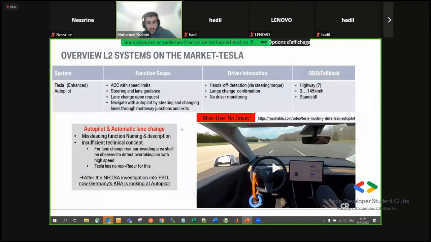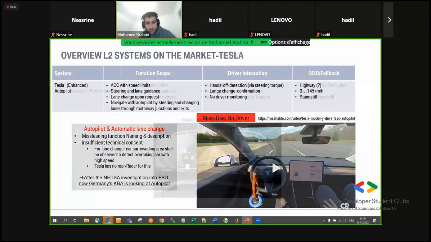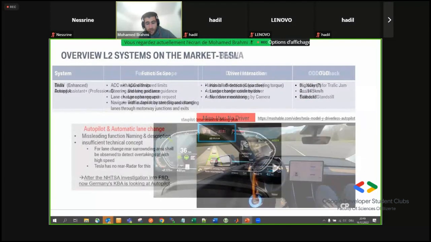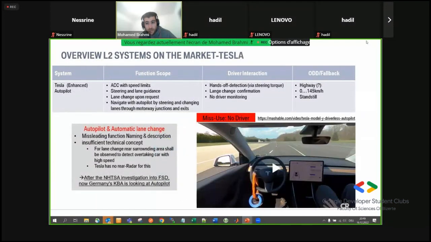Okay. Now what I wanted to show you are two small systems, one from Tesla, one from BMW, and one from Daimler. Okay, this is the L2 system from Tesla. The system is able to do the longitudinal and lateral control together. It can do a lane change upon request. That means when you're driving and you put the lane change indicator, the system is able to change the lane automatically.